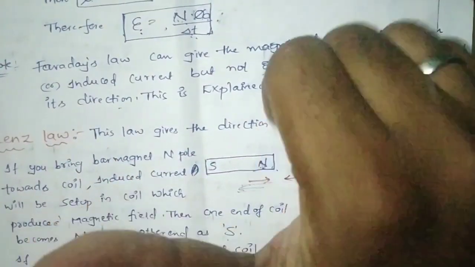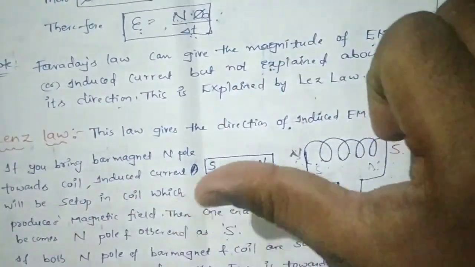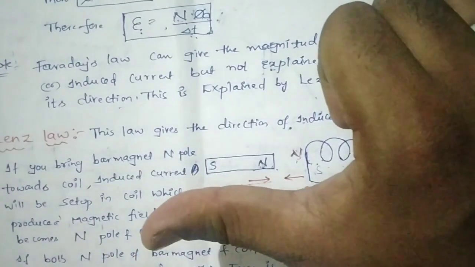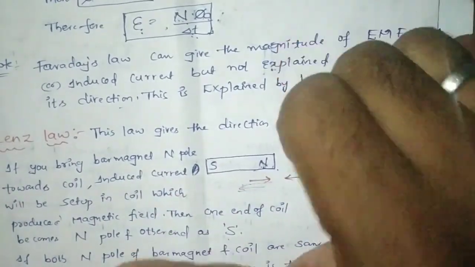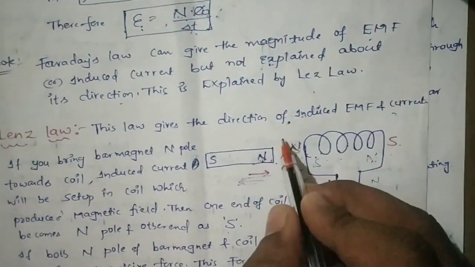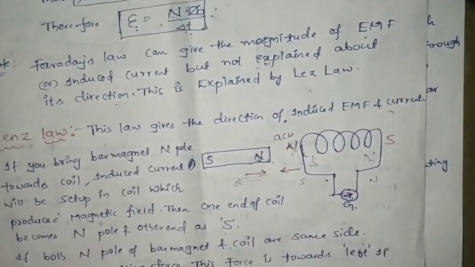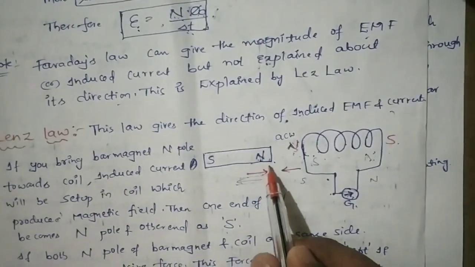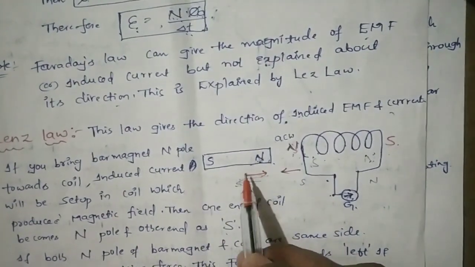The curling fingers will indicate the direction of current. See, as I am moving this towards the left in the direction of force, the curling fingers will indicate the direction of current. Therefore, if you see those curling fingers, we are getting an anti-clockwise direction. Similarly, if you move this bar magnet away, then what is going to happen?